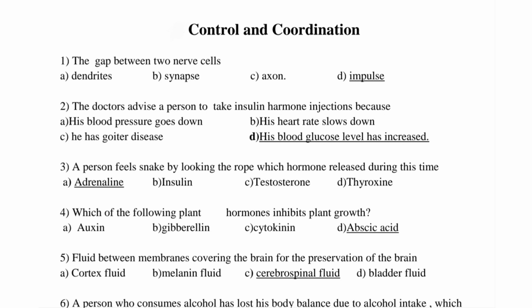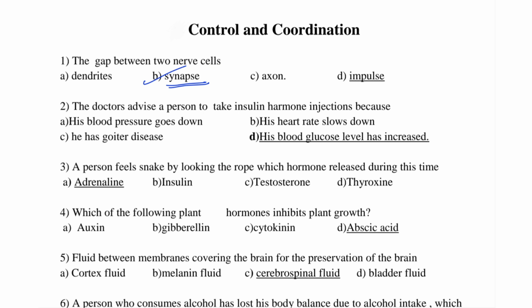Question number 1. The gap between two nerve cells. Option A, dendrites. Option B, synapse. Option C, axon. Option D, impulse. Here, the correct answer is option B, synapse. The gap between two nerve cells is called synapse.